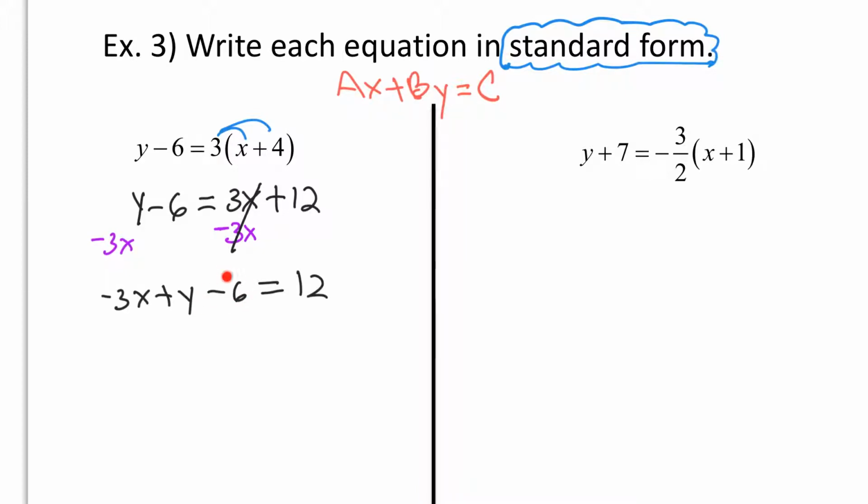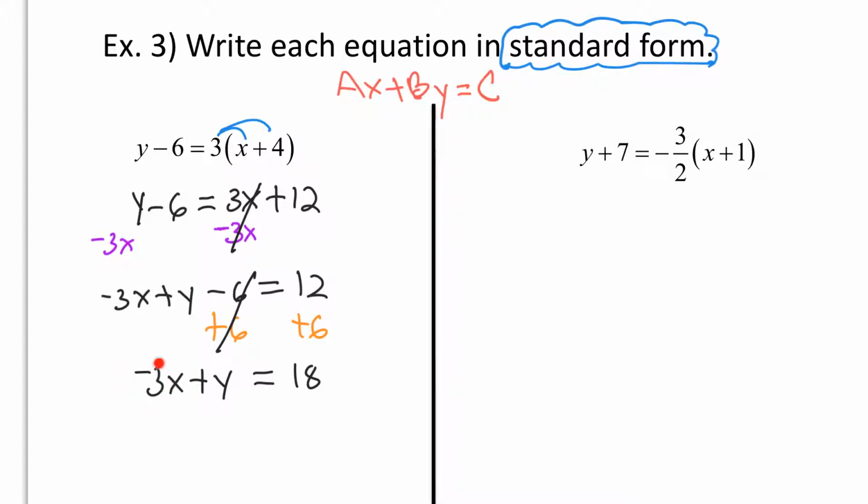Now this one here has to go to the other side because in the standard form, x and y are on the same side, but there's no constant. The constant's on the other side of the equation. So I am going to get rid of that constant, the 6, minus 6. So I'll do the opposite, plus. And when I do that, we have negative 3x plus y, this is gone, equals 18.